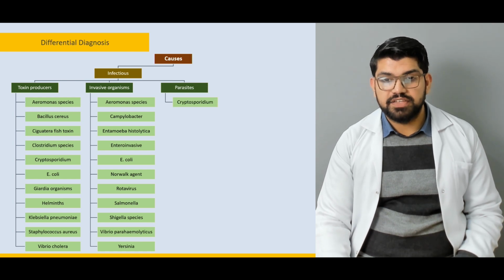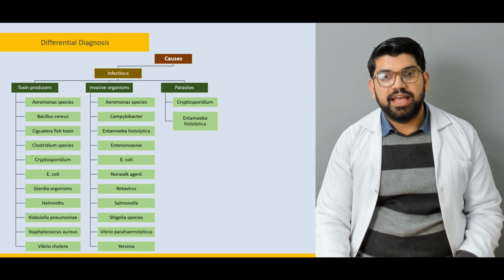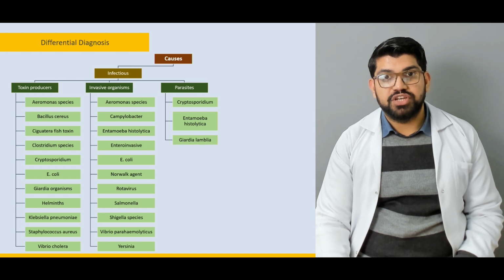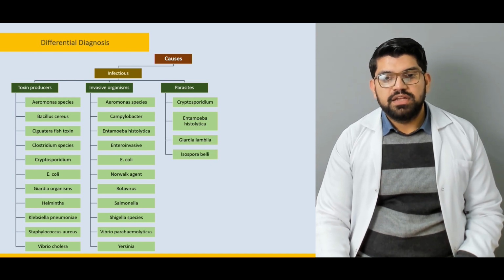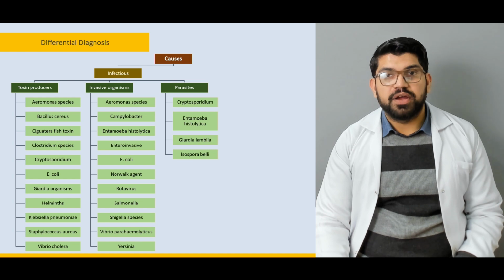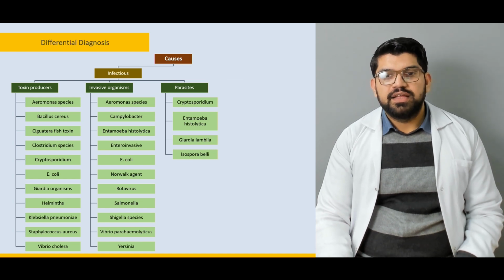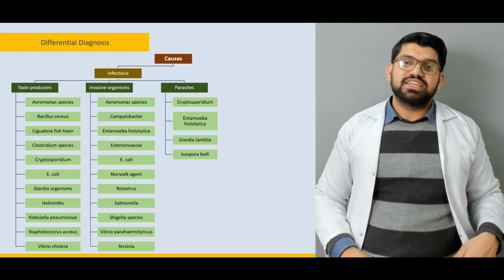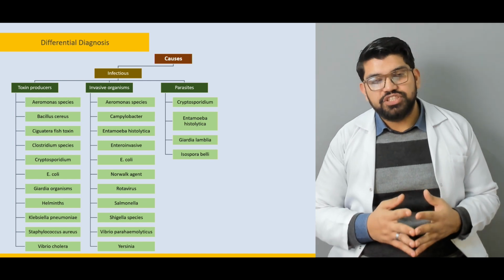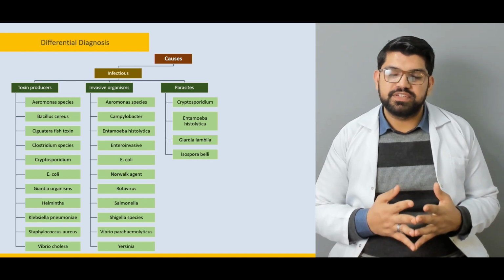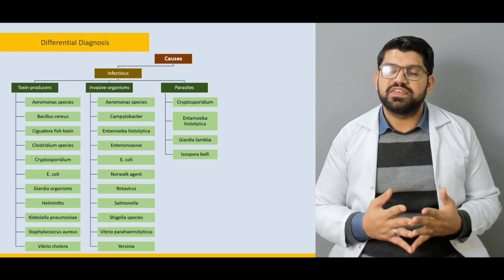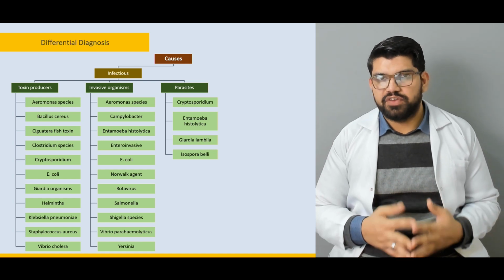Parasitic organisms: Cryptosporidium, Entamoeba histolytica, Giardia lamblia, Isospora belli. Parasitic infections can stimulate IgE secretion most of the time. So eosinophils are increased in parasitic infections.